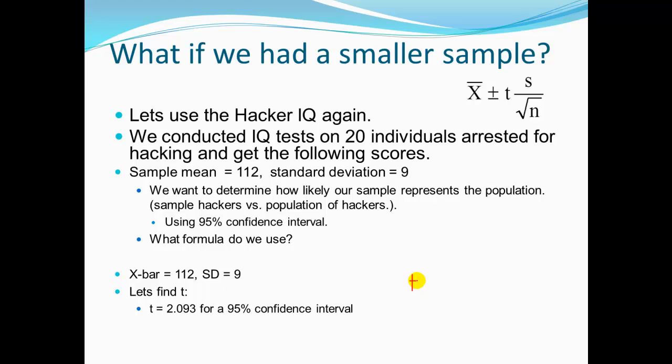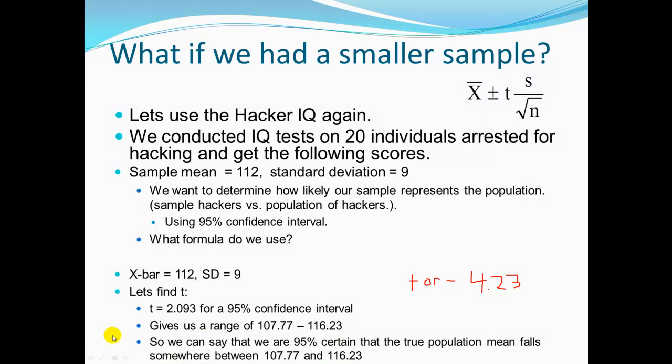So plus or minus 4.23. And then our next step, as I said, is just taking that 4.23, adding it to our mean of 112, and also subtracting it to give us that range. If we add and subtract it, it would give us a range of 107.77 through 116.23. So in our interpretation, we are 95% certain that the true population mean falls somewhere between 107.77 and 116.23.